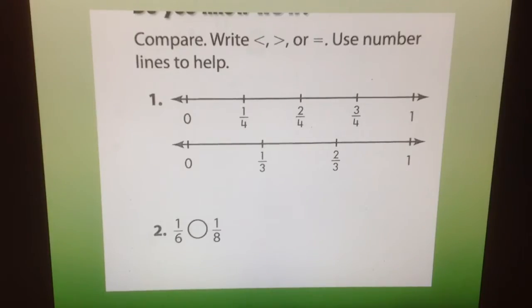How about 1/6 versus 1/8? We don't have a number line to help us, but think about what we know: the denominators are different and the numerator's the same. Then the smaller denominator is bigger. 1/6, believe it or not, is bigger than 1/8.